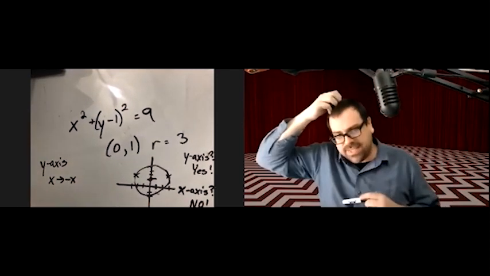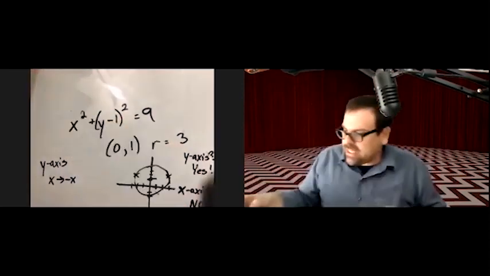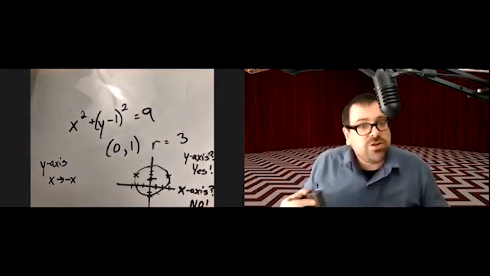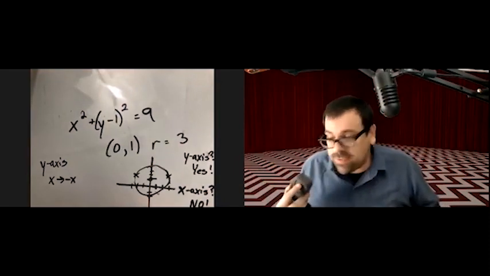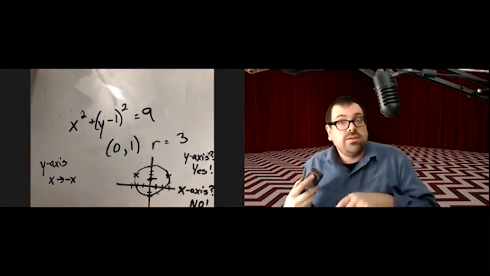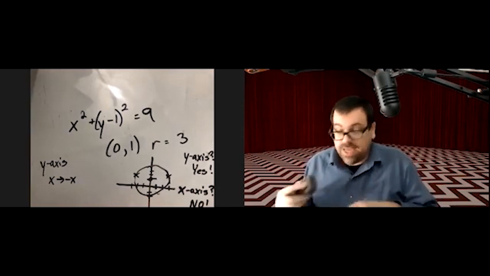So why did I draw this out first? It's because for our procedure of determining x and y axis symmetry, we're not going to have the graphs to look at.